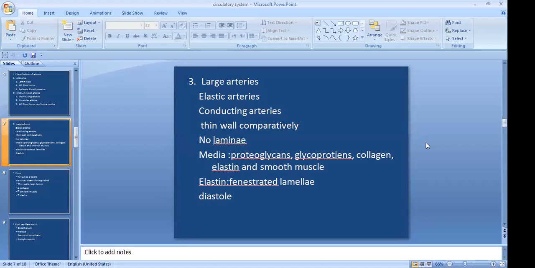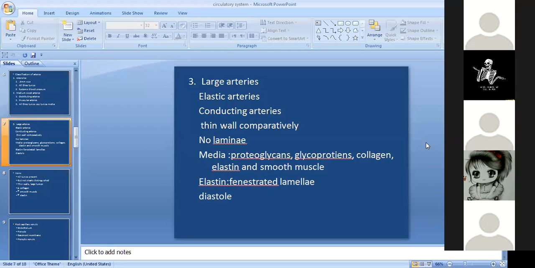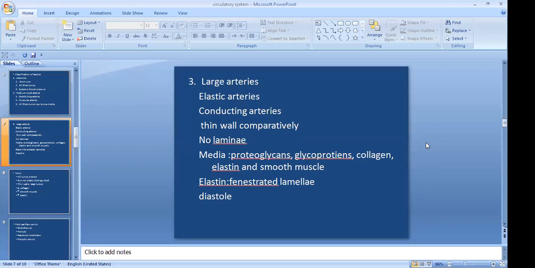The other important thing is that there is elastin and smooth muscle. The elastin is present in the form of fenestrations, and these fenestrations are called fenestrated lamellae. So I think it is clear now.